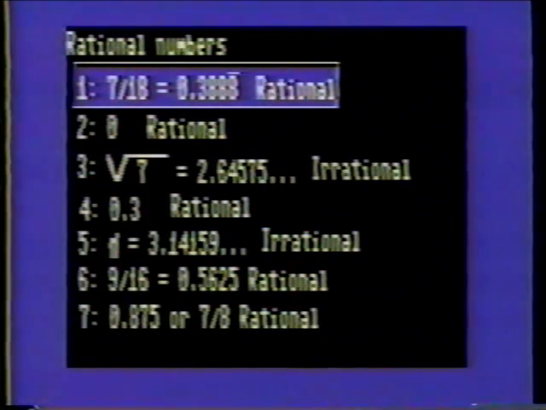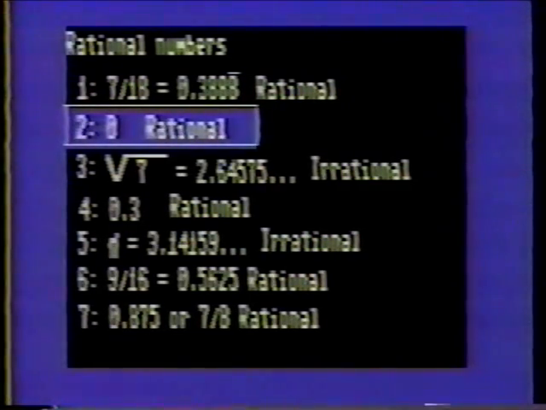Rational numbers. Number 1, 7/18 is 0.3888... The dash over the last 8 indicates that this number repeats without end, which means this is a rational number. Number 2, 0 is a rational number because it can be written in the form of x over y, in which x and y are both integers. Remember, 0 is an integer and 1 is an integer. Since 0 can be represented as 0 divided by 1, it is a rational number.